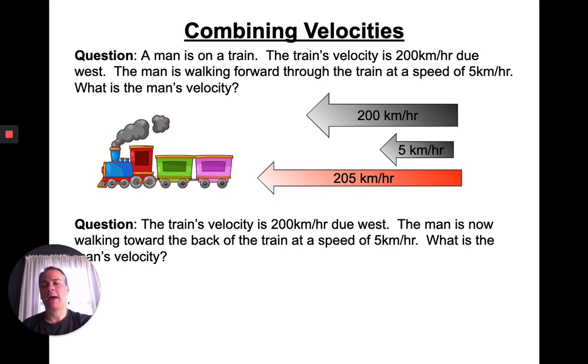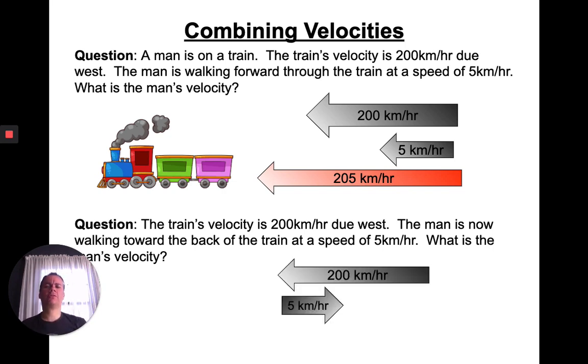Now that man's coming back and moving back to his seat, so he's walking the opposite direction of the train. What would the overall velocity be in that situation? We'd have to subtract the velocities, because since the man is walking the opposite direction of the train, he'd be moving still in the same direction, due west, at 195 kilometers per hour.